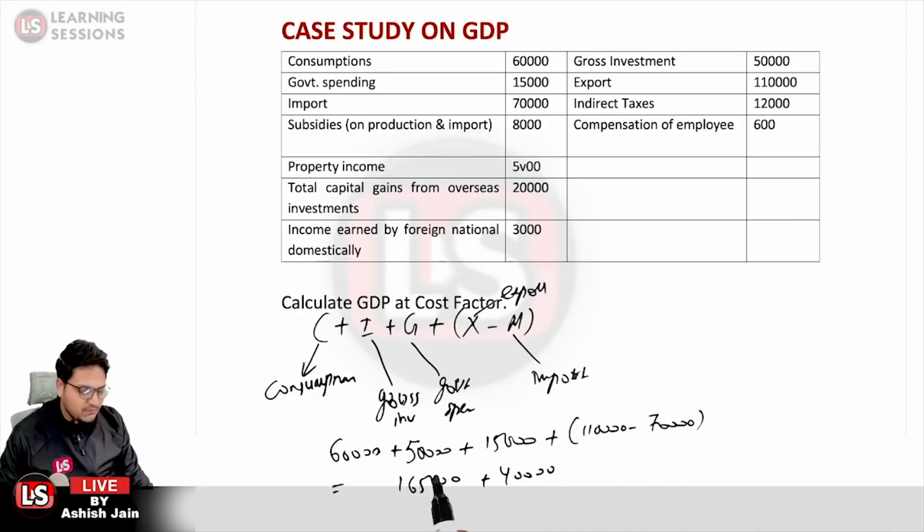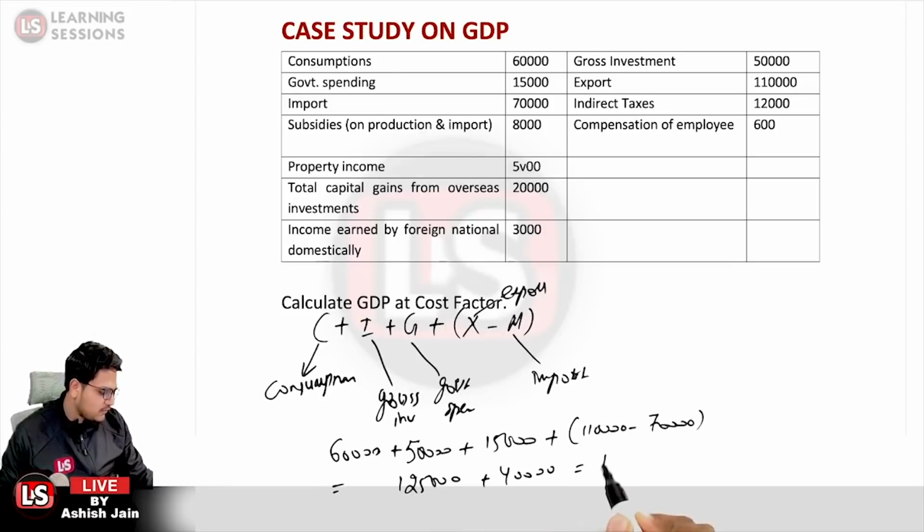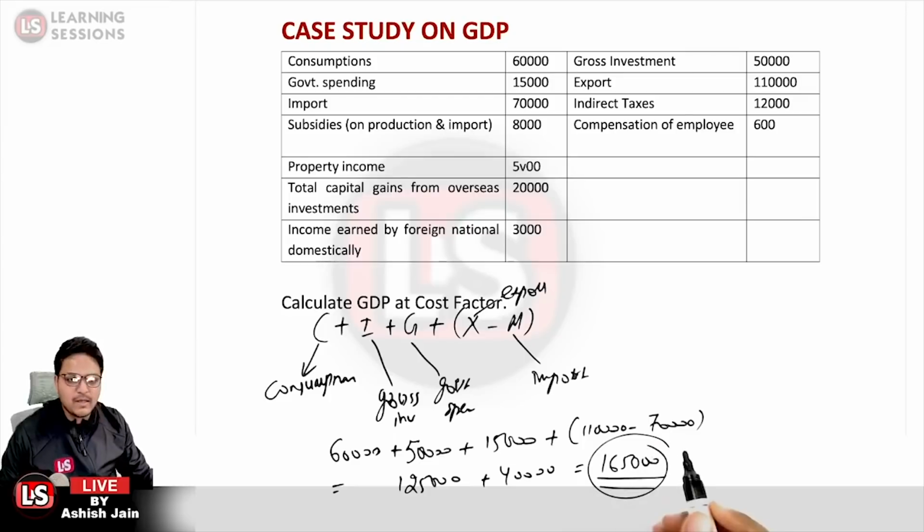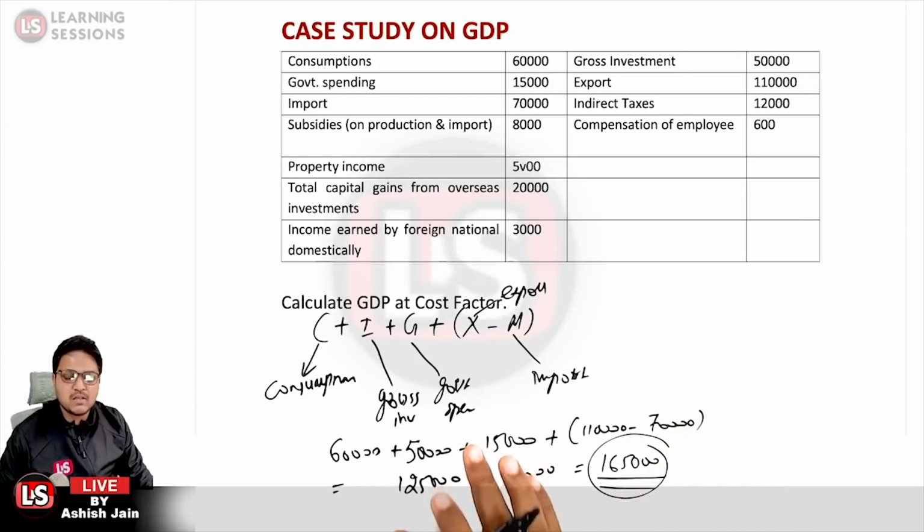So 60 plus 50, that is 110 plus 15. It would be 125. 1,25,000 plus 40,000, that is equal to 1,65,000. That would be the answer. But now over here we have calculated the GDP by the expenditure method. This is not the GDP at factor cost.